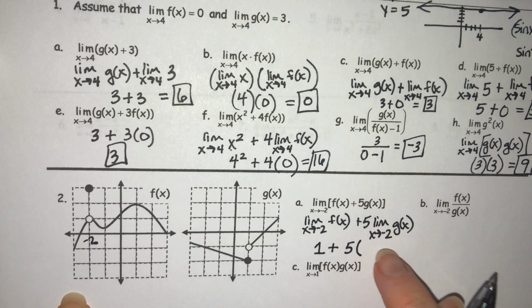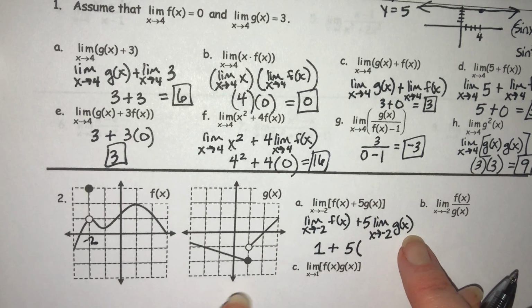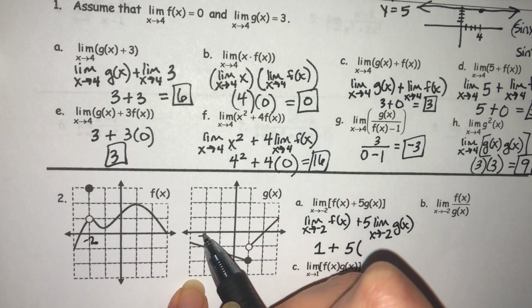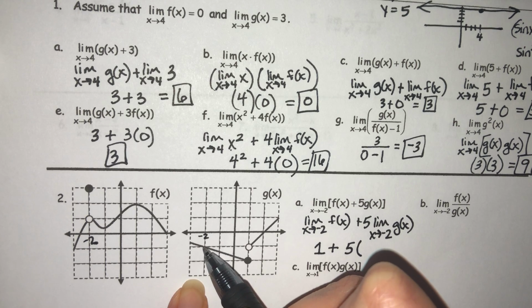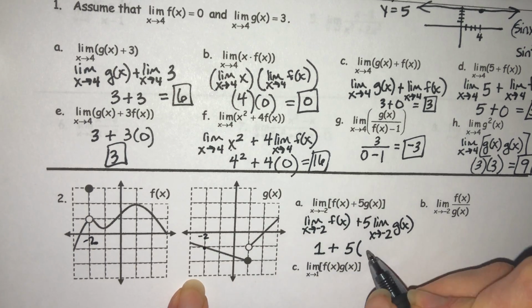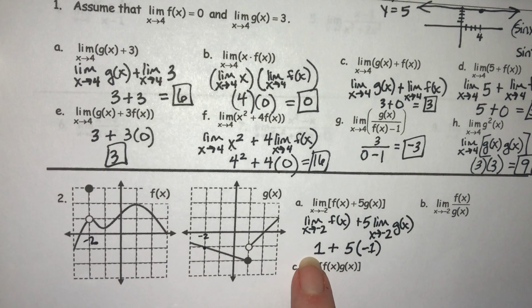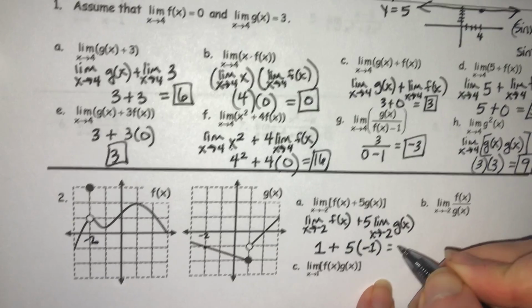What is the limit as x is approaching -2 on the g of x graph? So jump over here to the g of x graph. Here's my -2 on my x-axis. What is the y value getting close to here? -1. So -5 plus 1 is -4.